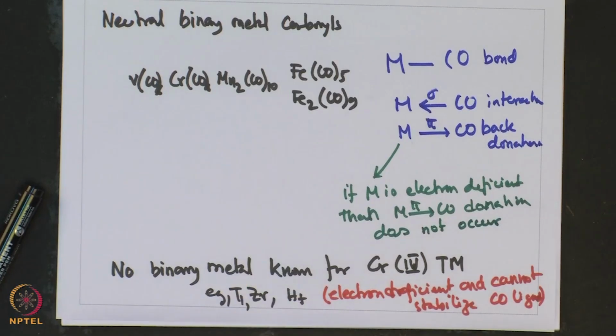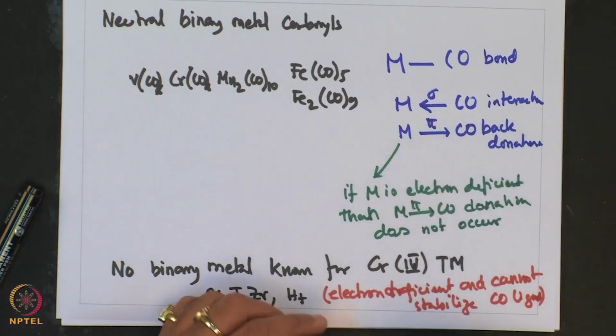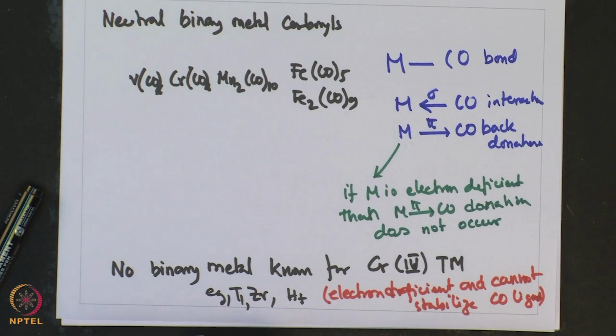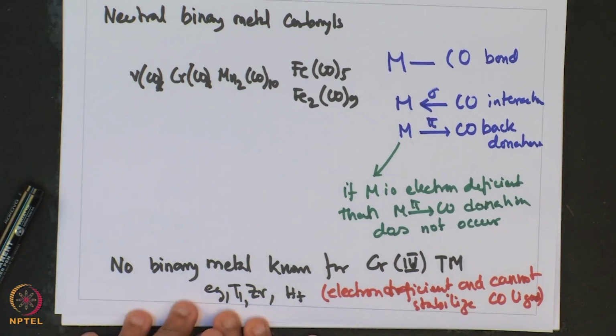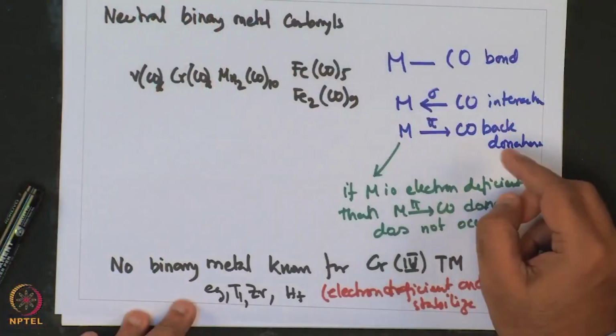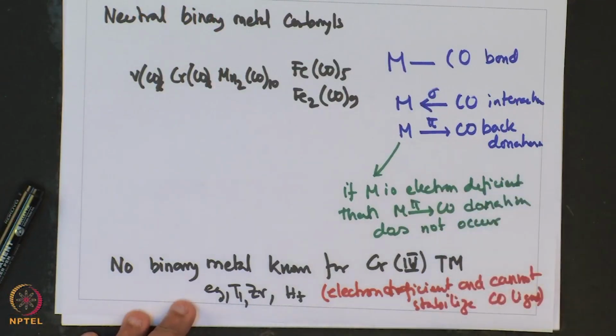As a result, the metal carbonyl bond is not stabilized. So, that is why these group 4 transition metals like titanium, zirconium, hafnium, which are extremely electron deficient, cannot participate in metal to carbonyl pi back donation. As a result, their carbonyl complexes as binary neutral metal carbonyls are not known.